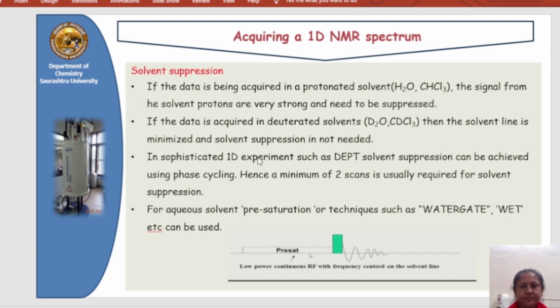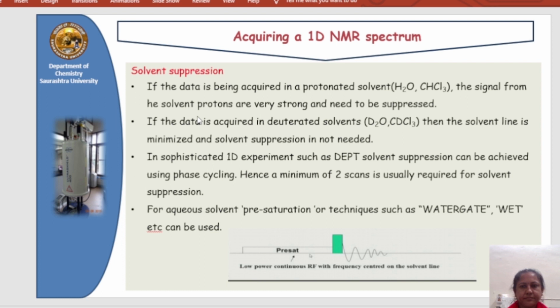Why is it necessary? We already discussed this when we talked about the spectral width and pulse width, but here we discuss it differently. We give only the important points related to solvent suppression, which is also known as solvent saturation or pre-saturation.